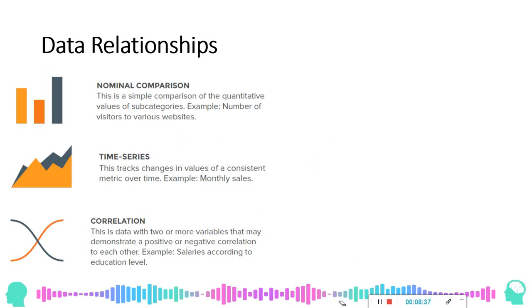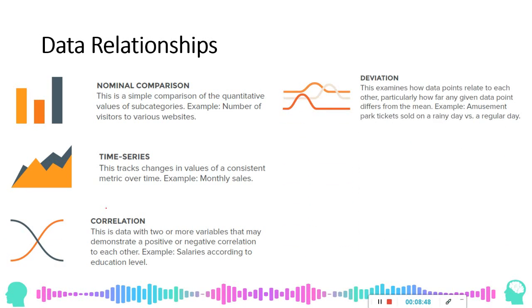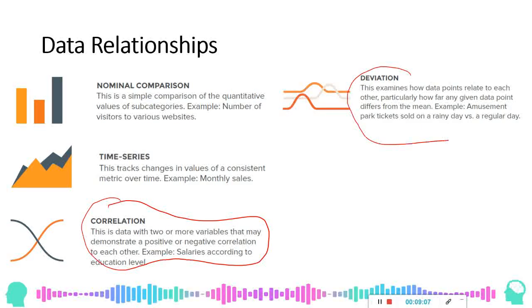Okay. So, next one is deviation. Deviation basically will examine how the data points relate to each other. Correlation, this one here, looks at overall how the variables react. But deviation looks at the data points, how the data points relate to each other. How the data points deviate from each other.